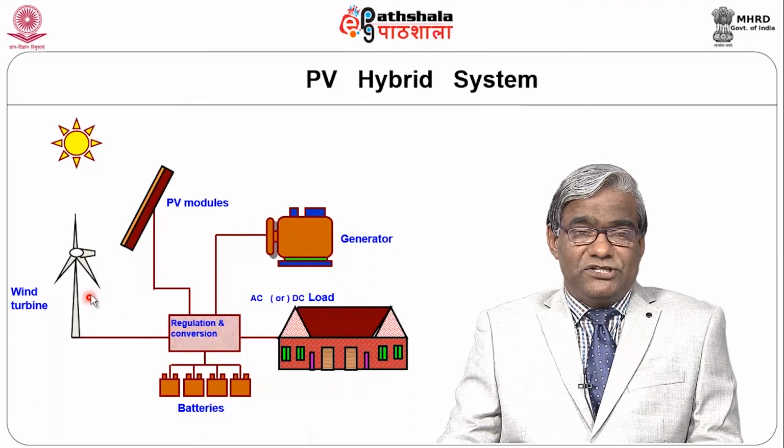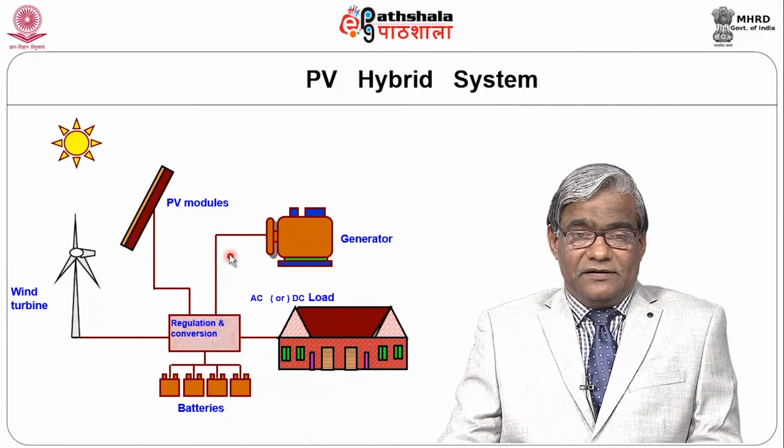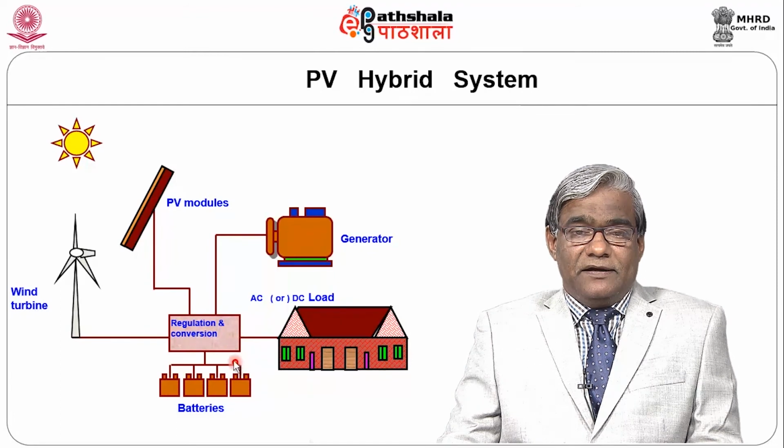So, here the wind turbine, PV module and generator are all integrated together, and here we have the batteries for storage, and all the home appliances could be met by the PV hybrid system.